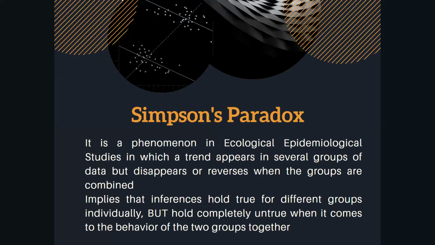Another very important concept is Simpson's paradox. It is the phenomenon in ecological epidemiological studies in which a trend appears in several groups of data, but disappears or even reverses when the groups are combined. And it implies that inferences hold true for different groups individually, but hold completely untrue when it comes to the behavior of the two groups together.